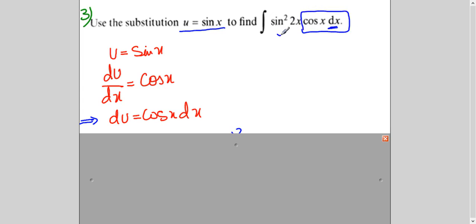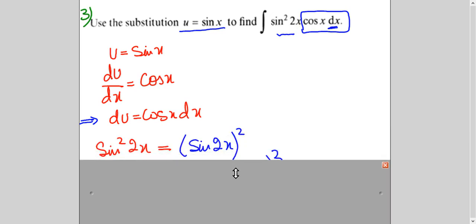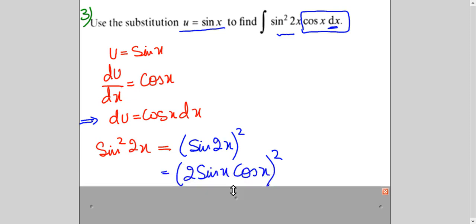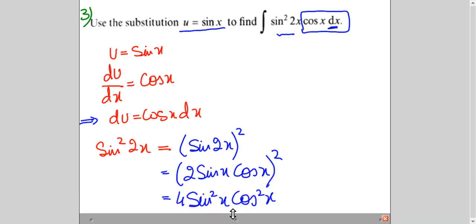Okay, now we have to see what to do with this sine square 2x. When we see 2x, it reminds us of double angle, right? In trigonometry, we have studied double angle and compound angle. Sine square 2x basically means sine 2x square. This is the meaning of it. Then sine 2x I can write as an identity, double angle, 2 sine x cos x, right? So I am replacing it and then squaring. 2 square is 4, sine square x, cos square x, simple squaring it.